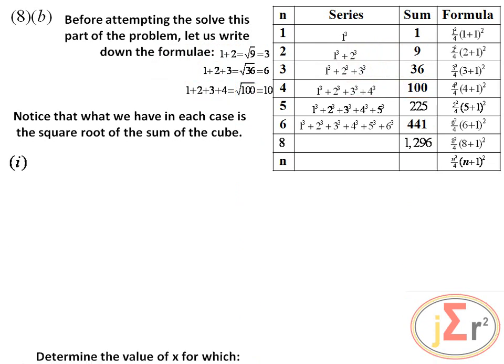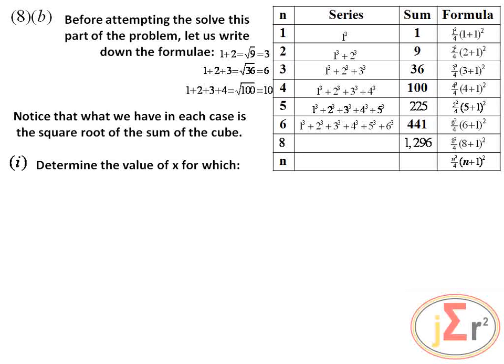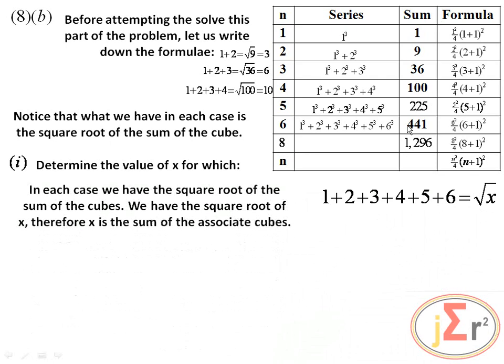What do we know then? Determine the value of x for which 1 plus 2 plus 3 plus 4 plus 5 plus 6 is equal to the square root of x. What do we imagine? We will make reference to the associated sum of cubes. In each case, we have the square root of the sum of cubes. We have the square root of x.